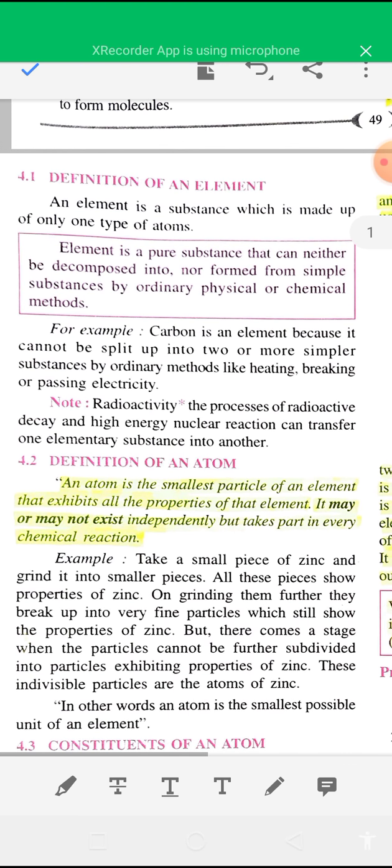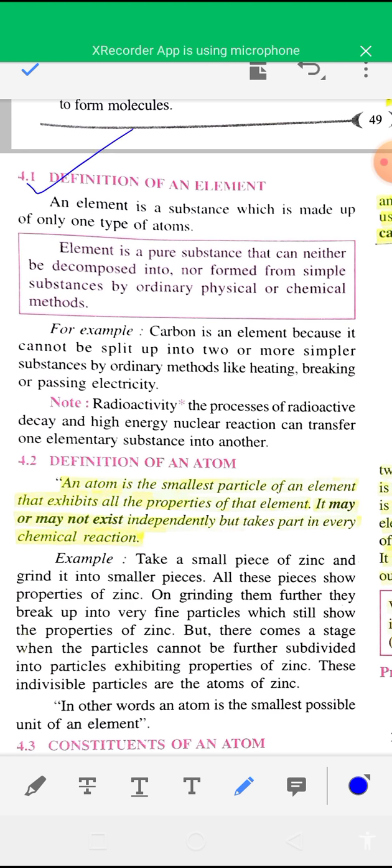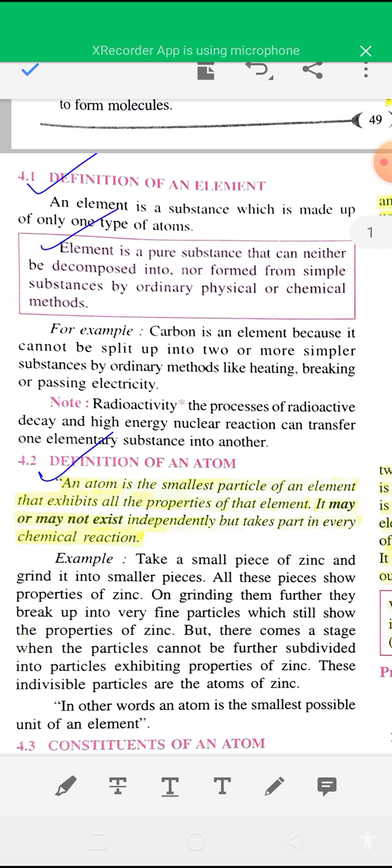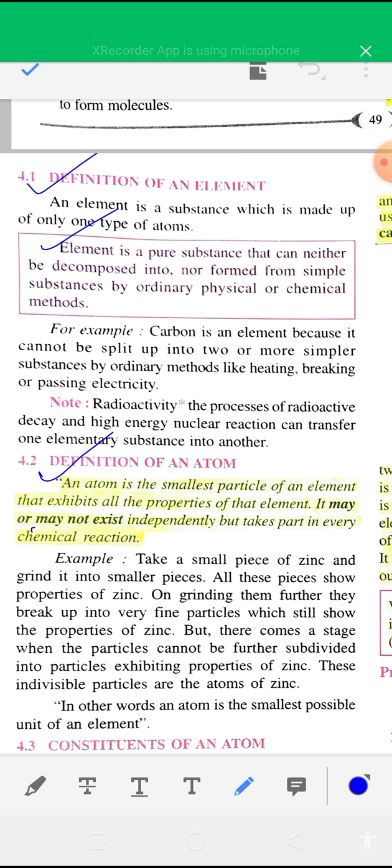Now see the definition of an element. Element is a pure substance that can neither be decomposed into nor formed from simpler substances by ordinary physical or chemical methods. Definition of an atom: an atom is the smallest particle of an element that exhibits all the properties of that element, and it may or may not exist independently, but takes part in every chemical reaction.